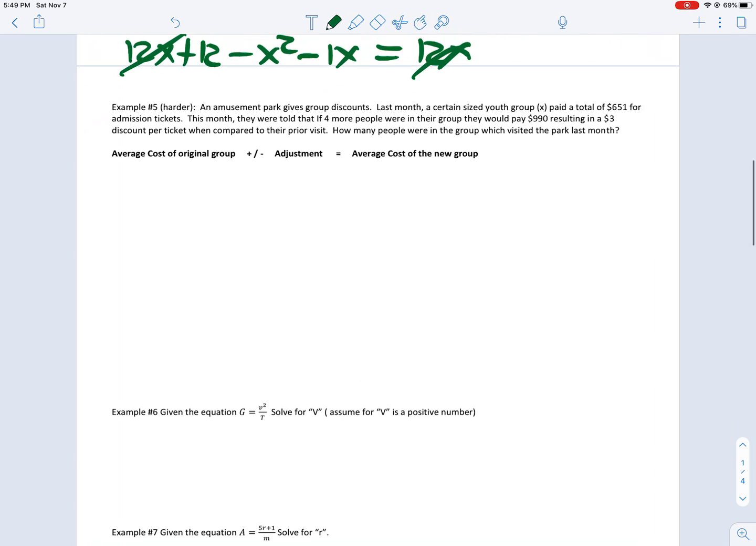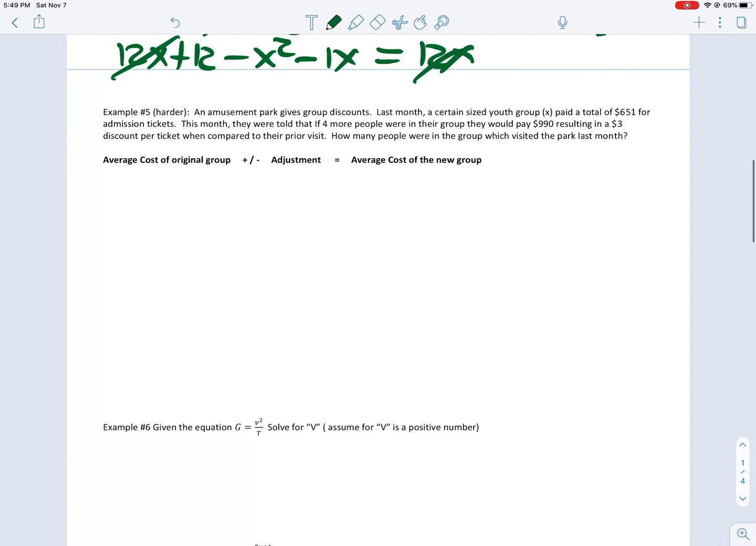All right, number 5, a little bit tougher, but similar type of problem. Again, average cost, then the adjustment is going to equal the new average cost. So you have an amusement park that gives group discounts. Last month, a certain size group of students went and paid $6.51 for admission tickets.